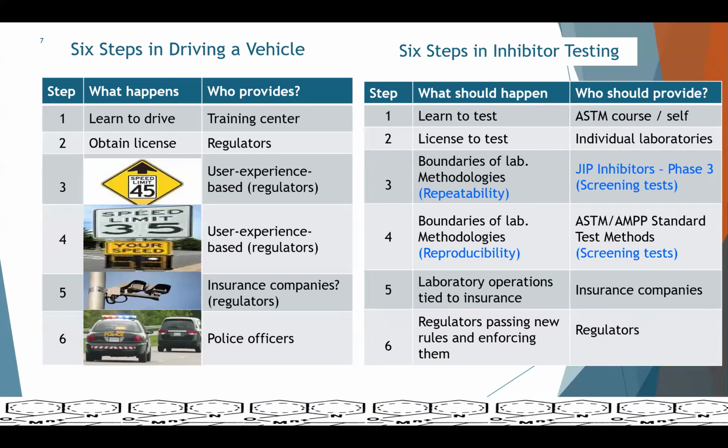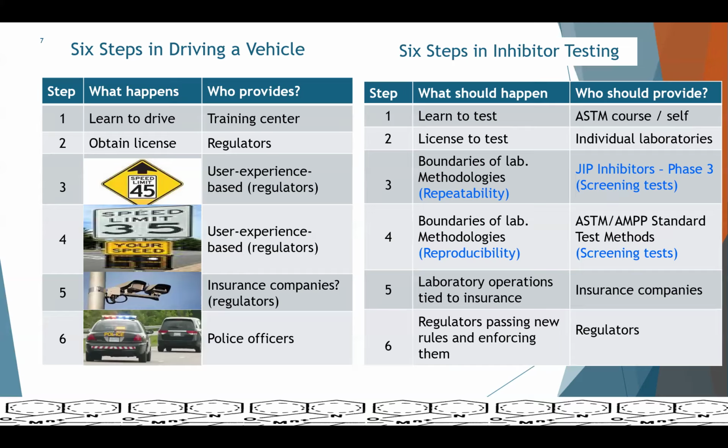This doesn't happen, but the premise of this webinar series and the JIP is to make it happen. Right now, as Trevor pointed out, if you want to test an inhibitor, ideally, you should start with ASTM codes. But in most cases, we self-learn. There is no agency which gives a certificate or license to test. Most individual industry laboratories do the training and allow the technicians to do particular tests.